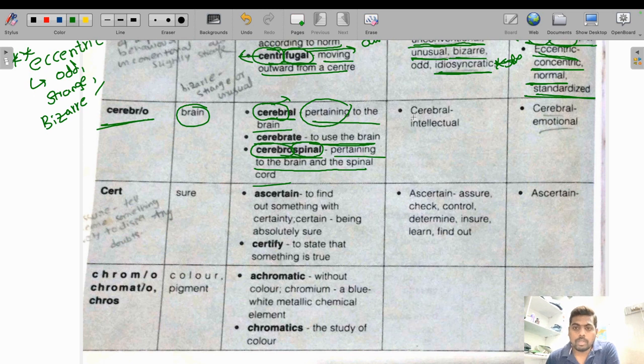Now coming to the synonyms, for cerebral, synonym will be intellectual, because cerebral means it is related to brain, intellectual is also related to brain. Now coming to the cerebral, opposite will be emotional.